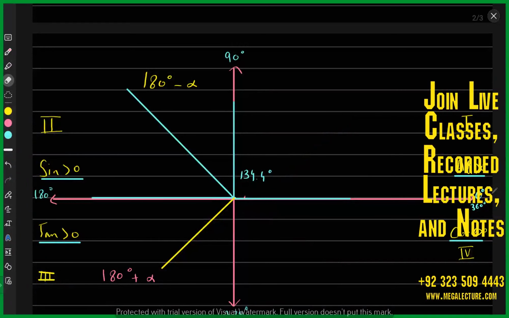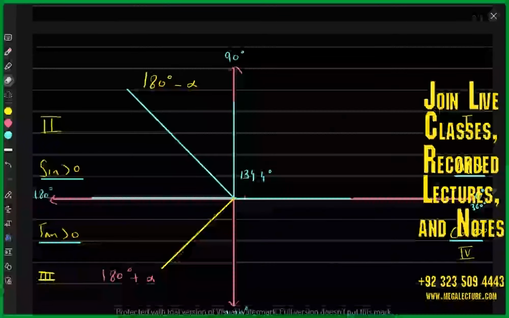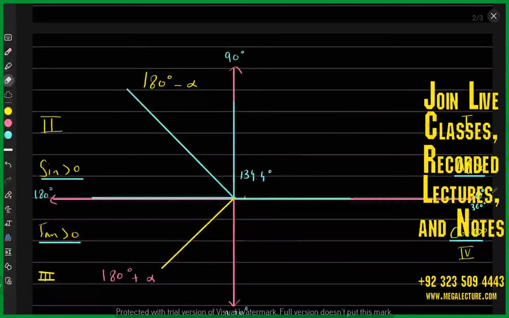Okay, forget about what question we are talking about. Do not think about it. Just relax. Imagine that you were asked to solve a trigonometric equation and you came across cos theta equals negative 0.7.